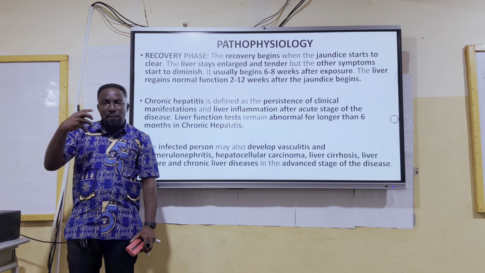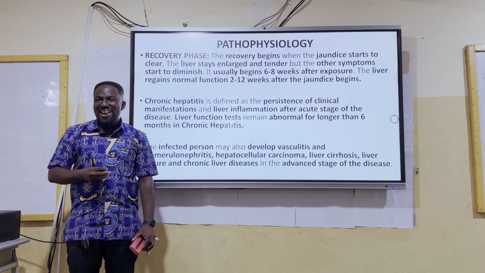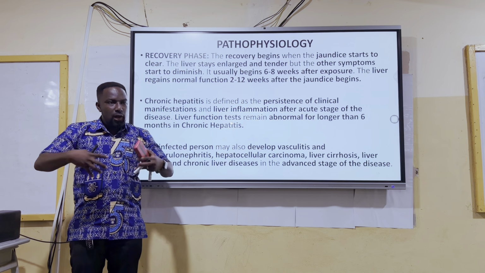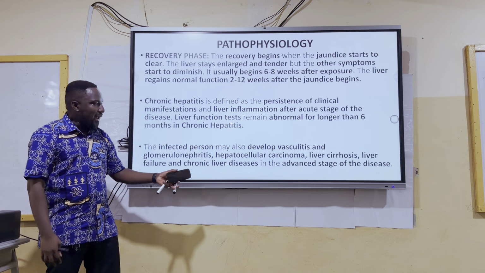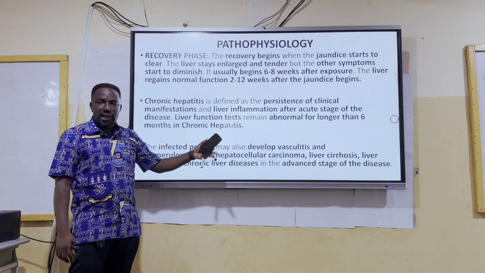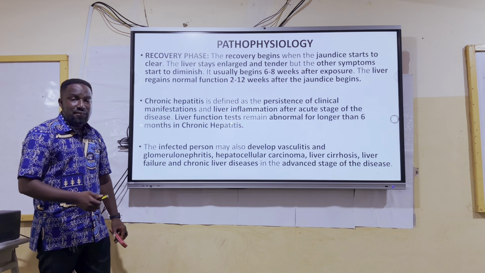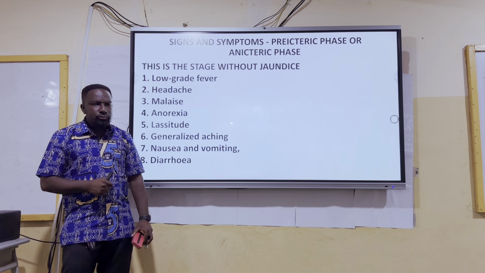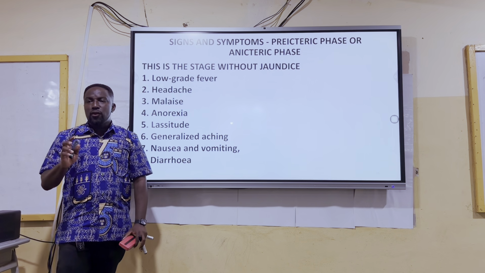But when there is massive destruction to the liver cell, especially coming from viral hepatitis, it disables the liver's ability to repair itself. And once the liver is not able to repair itself, then the complications will set in, where the individual will develop vasculitis, glomerulonephritis, hepatocellular carcinoma, cancer of the liver, liver cirrhosis, and liver failure. So that is the pathophysiology of hepatitis.